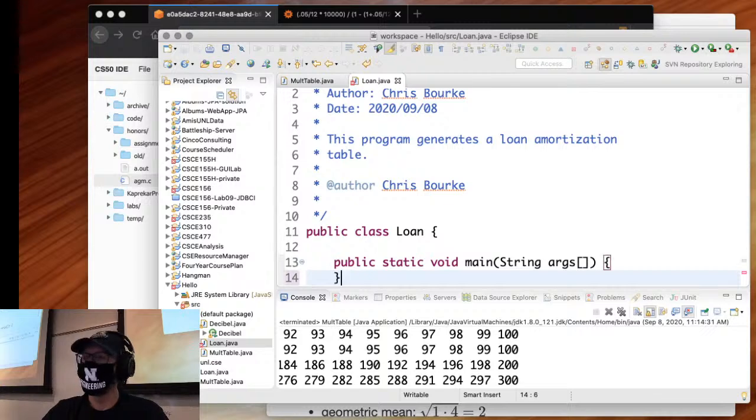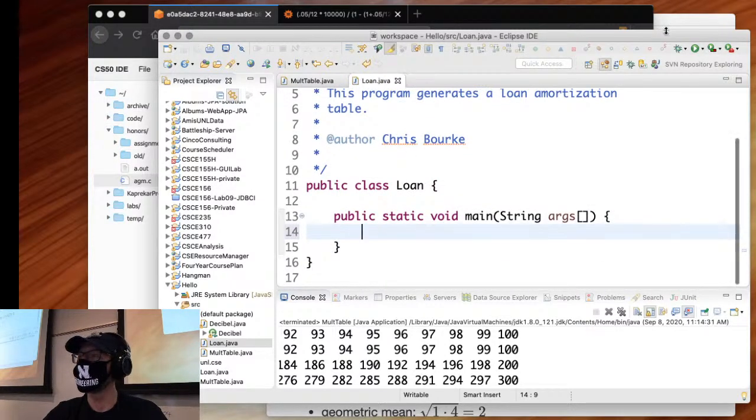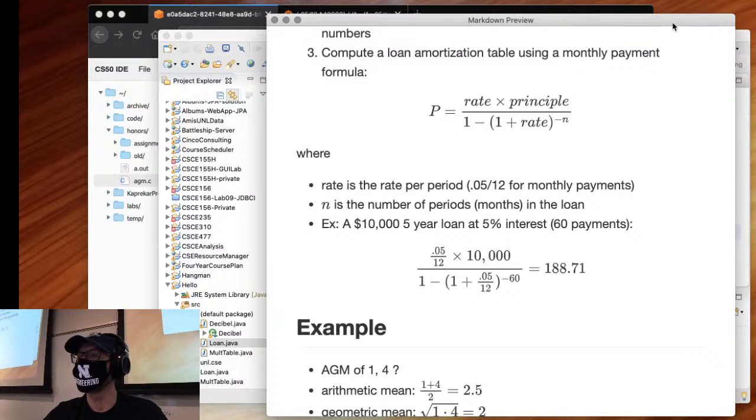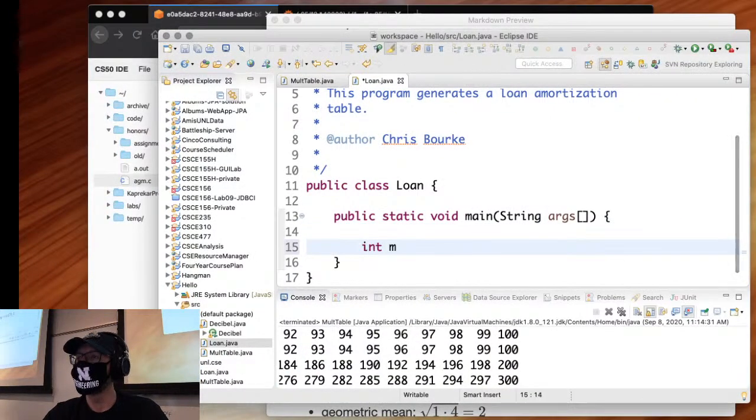Right. And for now, I'm just going to hard code those values to see what we get from that whiteboarded example over here. We should be able to get $188.71 if we compute it correctly. So I do need the rate, the principal, and the number of pay periods, number of terms here. So int months is equal to 60.